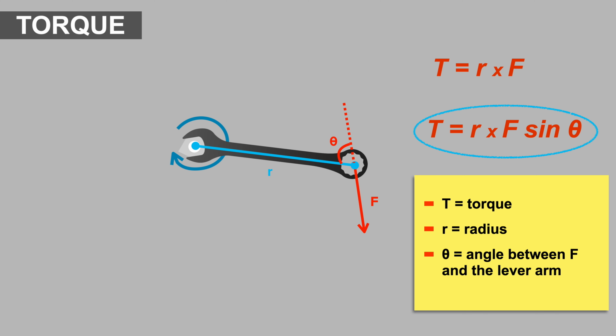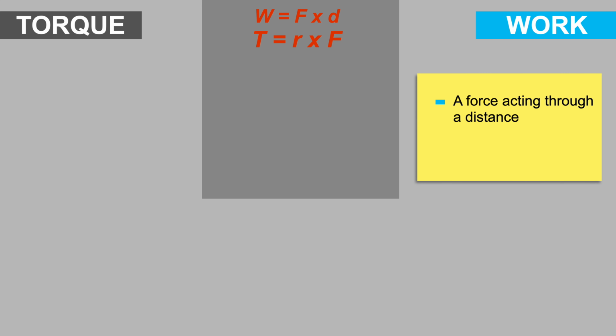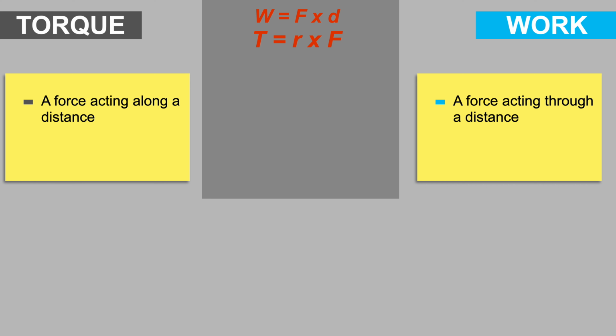If you notice, the vector force formula for torque is very much the same formula for work. Where work is F times D, torque is R times F. This means both D and R are interchangeable because they both describe length. So then, what's the difference between the two? While work is a force acting through a distance like we defined earlier, torque is a force acting along a distance. Make sense? No? Okay, perhaps it will make more sense through the following example.